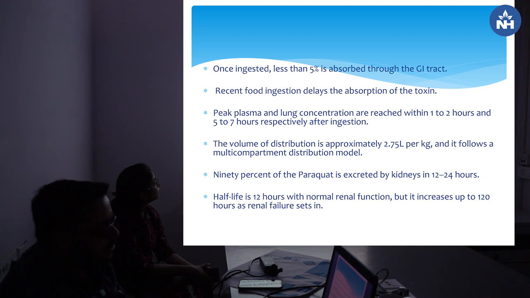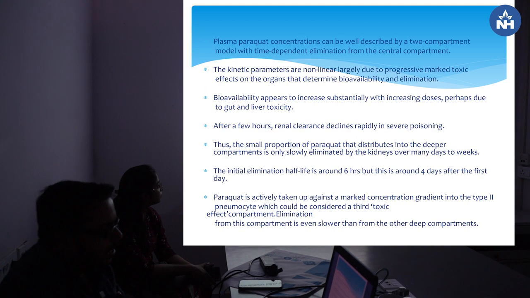The volume of distribution is approximately 2.7 liters per kg and it follows a multi-compartment distribution model, which will be discussed later. 90% of the paraquat is excreted through the kidneys in 12 to 24 hours. Half-life is 12 hours with normal renal function, however it increases up to 120 hours as renal failure sets in. The plasma paraquat concentrations can well be described by a two-compartment model with time-dependent elimination from the central compartment.